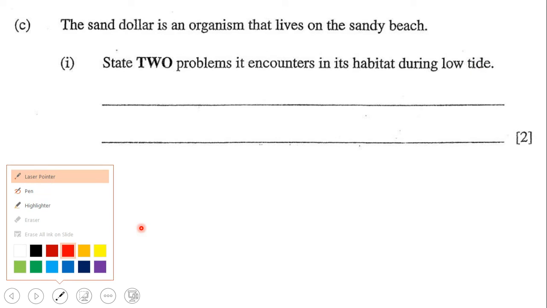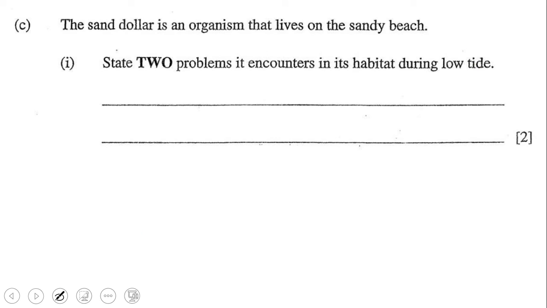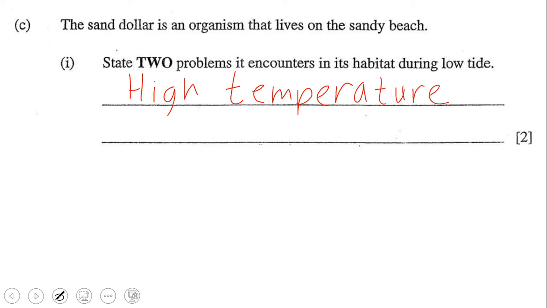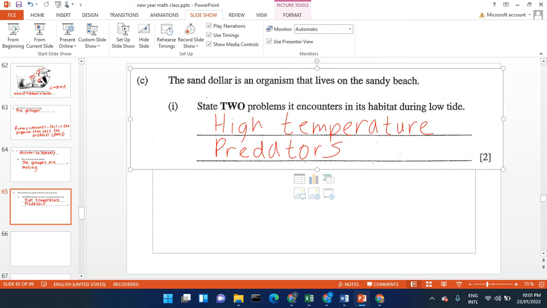The first problem that the sand dollar will encounter during low tide is high temperature. That's going to be a problem for the sand dollar during low tide. The second problem is predators. It can be eaten by predators. So predators are going to cause a problem to the sand dollar. Okay, let's move on to the next question.